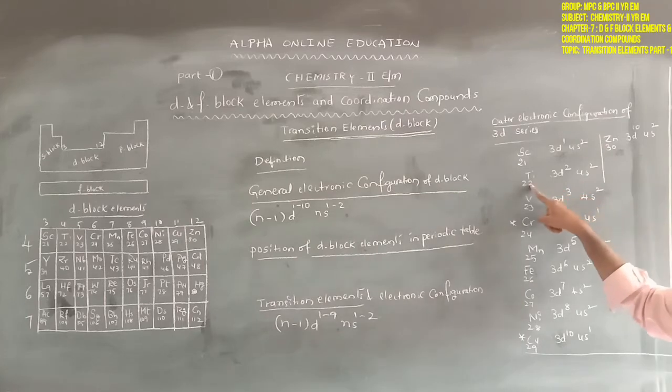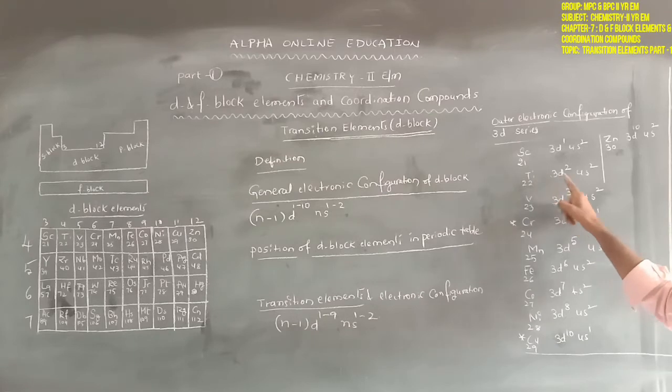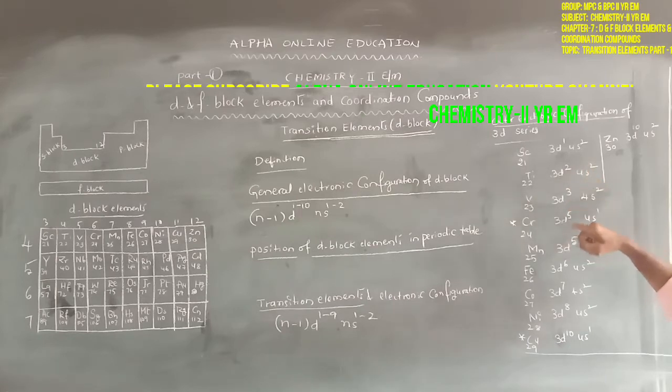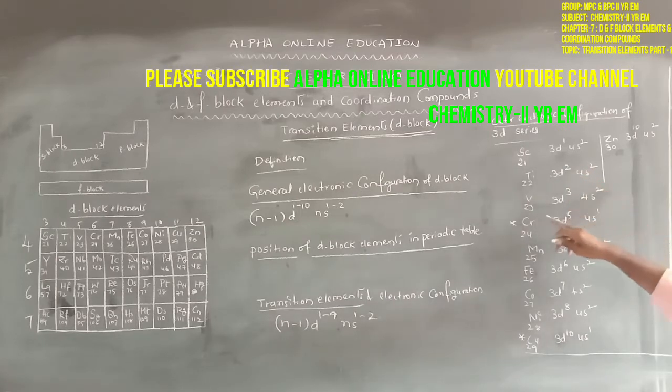The 22nd electron is the differentiating electron. Differentiating electron means the last coming electron. Yes, in titanium, the 22nd electron is treated as the differentiating electron. It enters the 3d subshell. Then vanadium has 3d3 4s2.